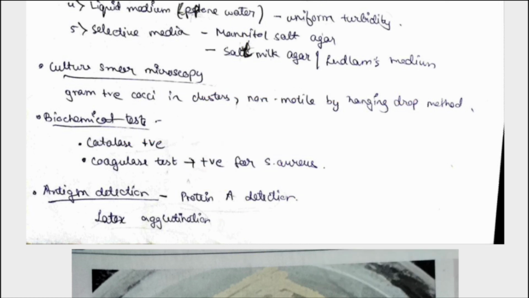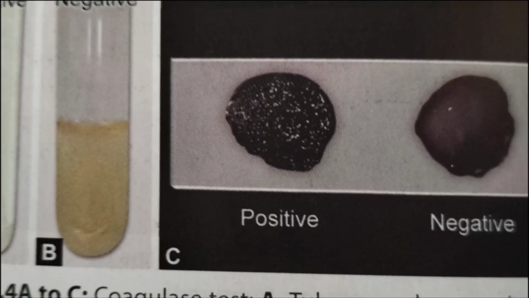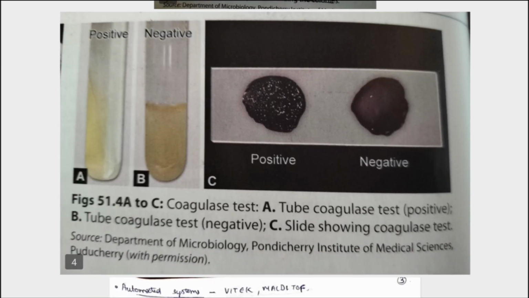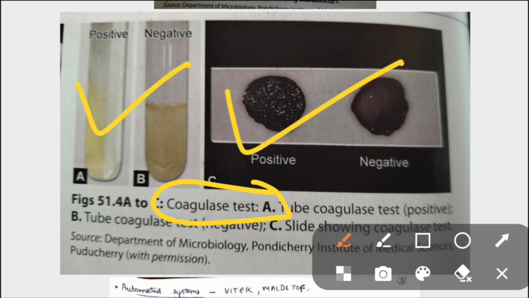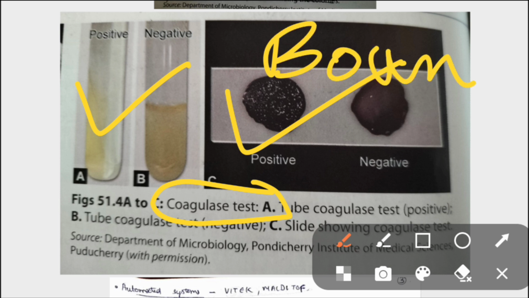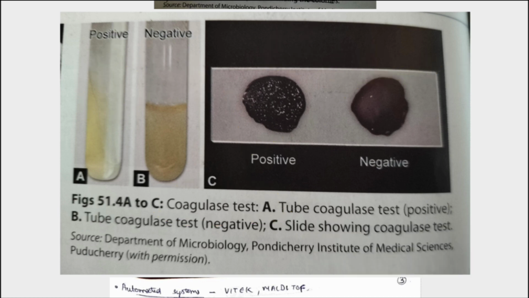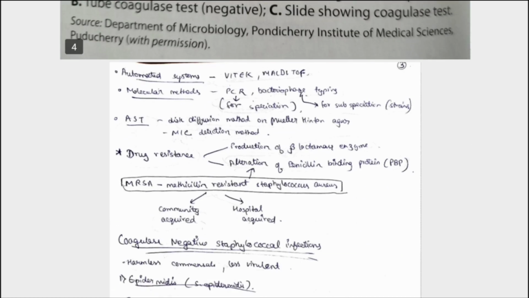Biochemical tests: Staphylococcus is both catalase positive and coagulase positive. Antigen detection is by protein A detection, that is latex agglutination test. The one you are seeing here is a coagulase test. Coagulase test is of two types: tube coagulation test and slide coagulation test. Tube coagulation test is done for free coagulase, and slide coagulation is done for bound coagulase. You will understand bound and free later.